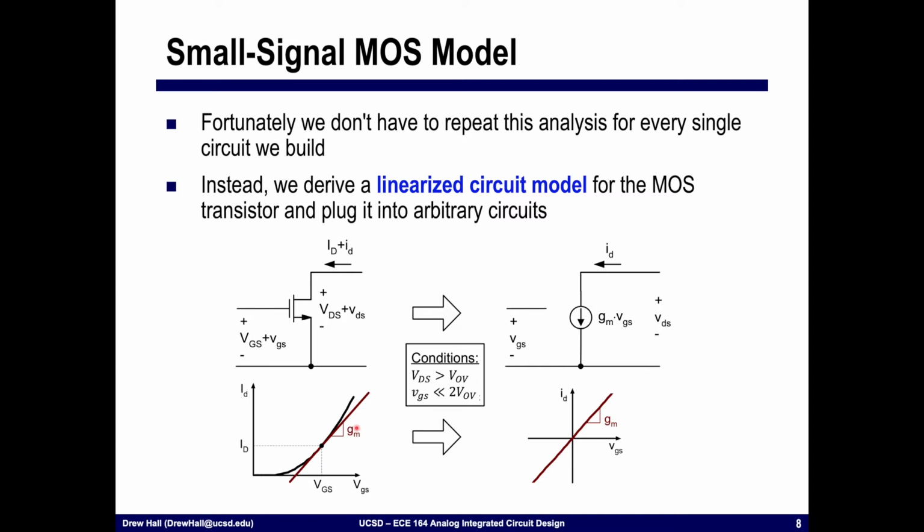Okay? And so in order to take this nonlinear transistor and do this transformation into a small signal model or a linear model, we need two conditions. One, we need VDS to be greater than VOV. This is simply saying that the device is in saturation and that it's not in triode. Okay? And we need VGS, that is our small signal input voltage, to be much, much less than 2 VOV. This is that same approximation that we came up with earlier, and it simply is saying that we're not disturbing the bias point significantly.